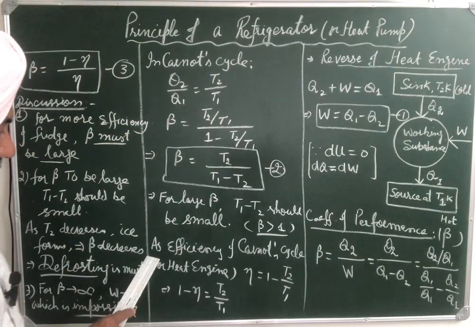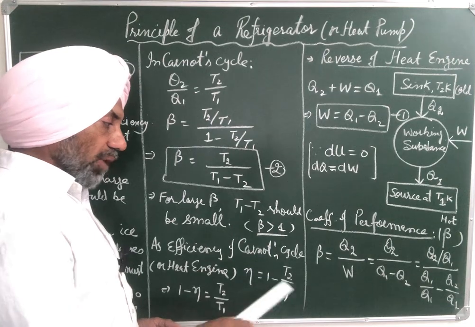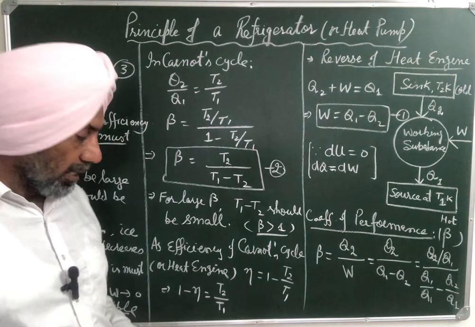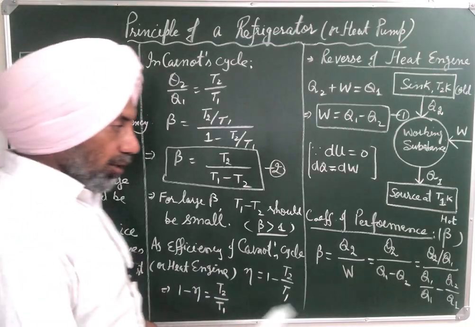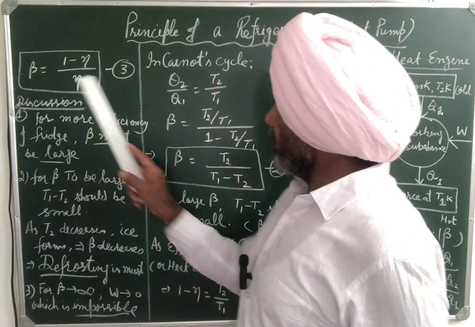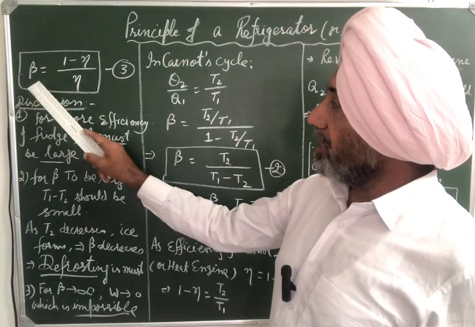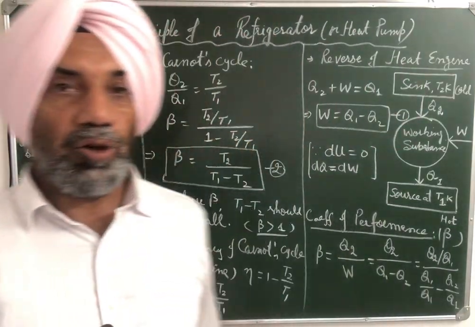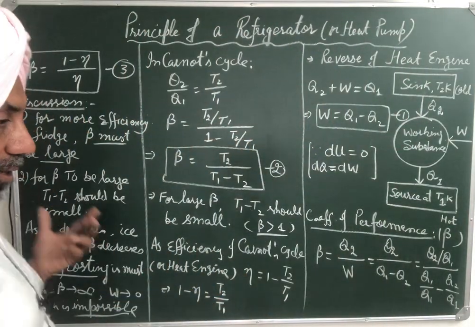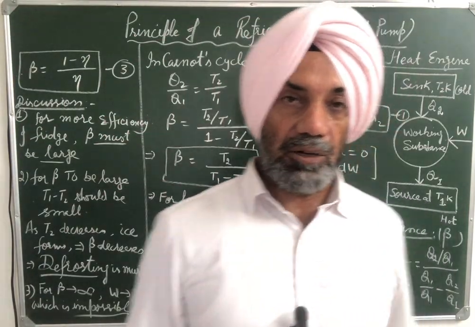And if we take efficiency of Carnot cycle or any heat engine, eta is given by eta is equal to 1 minus T2 upon T1. Therefore, 1 minus eta is equal to T2 upon T1. If we substitute these values in this equation, T2 upon T1 minus T2, we have beta is equal to 1 minus eta upon eta. So this is the relation between coefficient of performance of a fridge as well as Carnot cycle or heat engine, how they are related to each other.